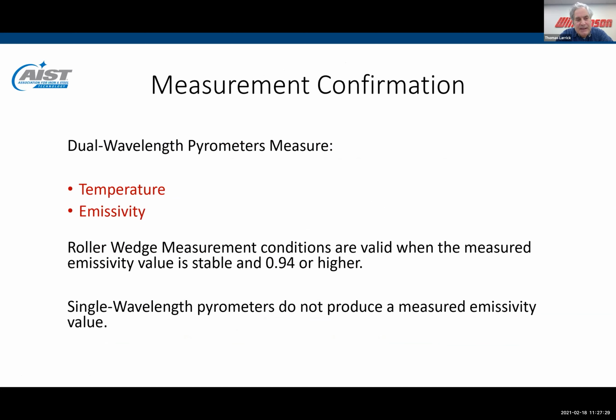Now, if you're using a single wavelength pyrometer, and if it's properly aligned to that roller wedge position, then it will measure a true temperature reading, if the window is clean and you're properly aligned, and you really do have a valid high emissivity condition. But if you use a dual wavelength or 2-color pyrometer for this measurement, then the pyrometer gives you a measure of temperature, and it also gives you a measure of emissivity. And since it gives you this measured emissivity value, that gives you some insight as to the validity of the measurement condition and the alignment of the pyrometer. By monitoring that measured emissivity value, it gives you the assurance that the reading is accurate and true.